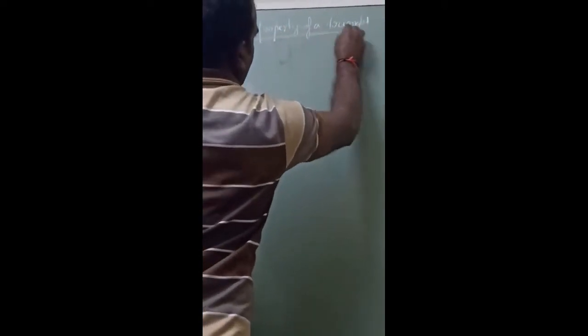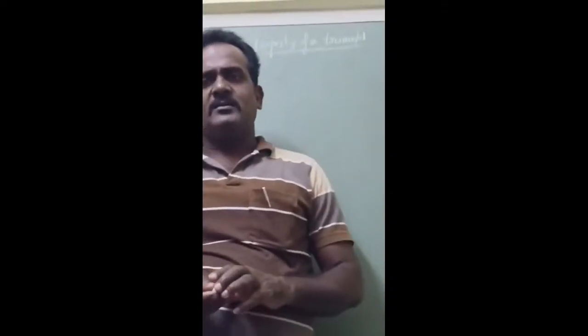Angle sum property of a triangle. Now, here is a triangle. How to prove the sum of the three angles in a triangle is 180? Today I will discuss that theorem proof.